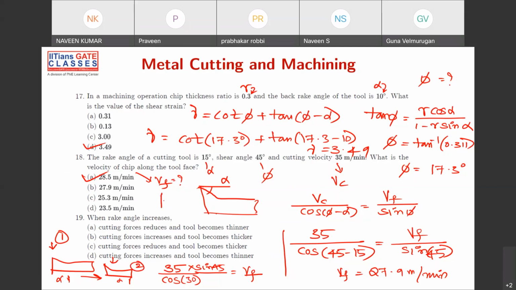As the rake angle increases, this tip will decrease, right? Like this will become this thing. Are you getting my question? This one has less rake angle, and this one has more rake angle. Who will take more cutting forces? Who can take good cutting forces? One and two.